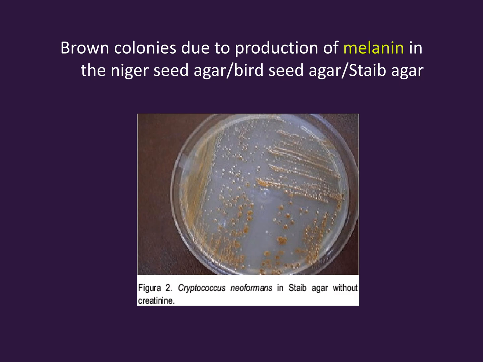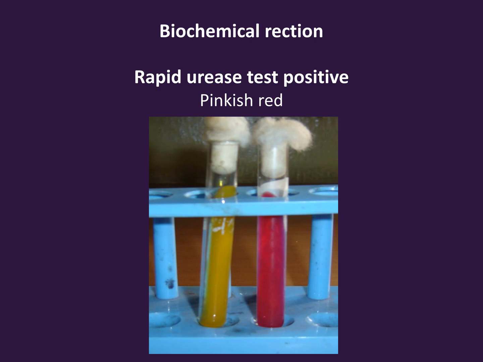This is a picture of a bird seed agar in which there is an appearance of brown colonies due to the production of melanin. There is a biochemical reaction, the urease, which is positive, and it is showing pinkish red in color. So the rapid urease test for Cryptococcus neoformans is positive.